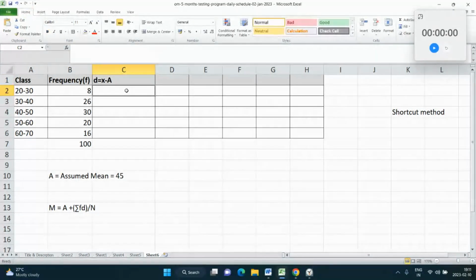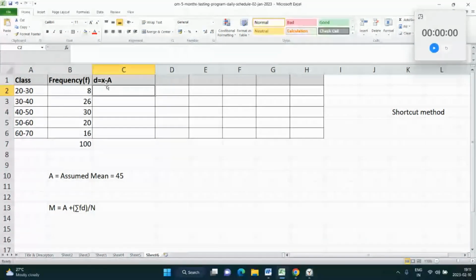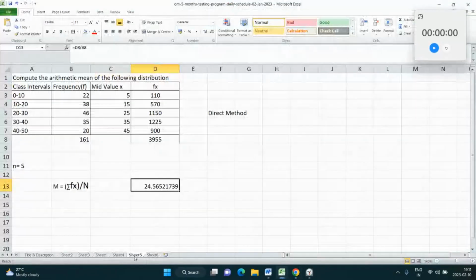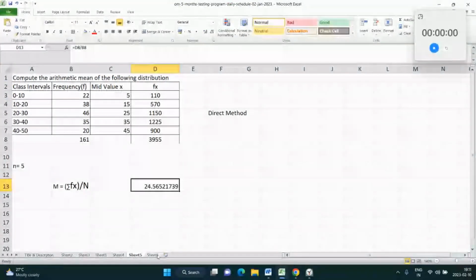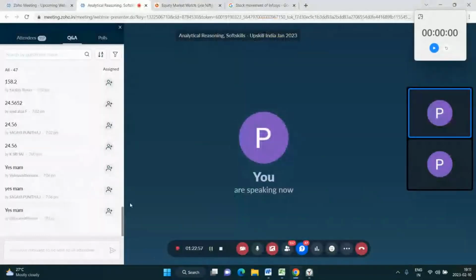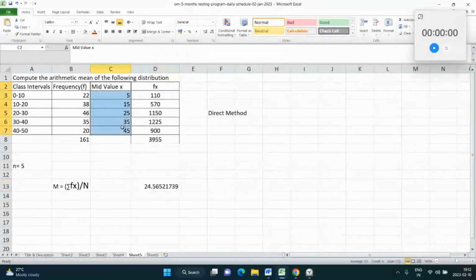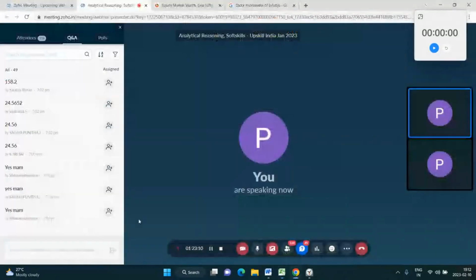What is x? What is x in the previous sum? I will show you the previous sum. You have the notes. What is x in the previous sum? This is the previous sum. X is the mid value of the class interval. Agreed?